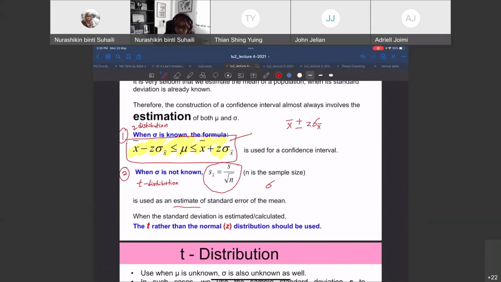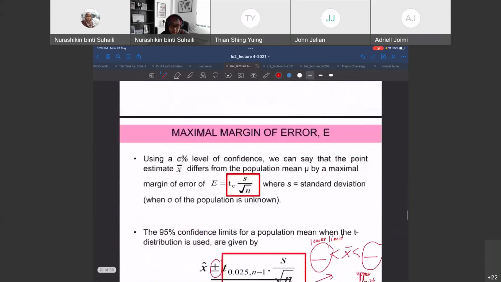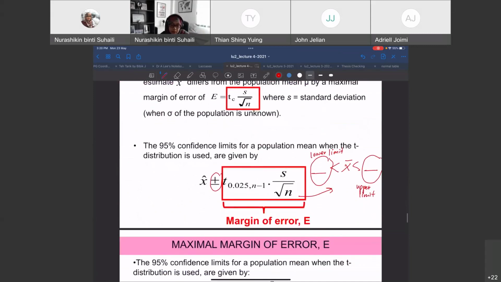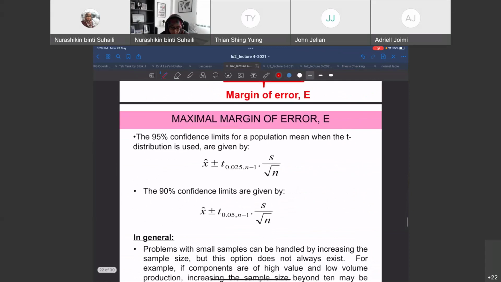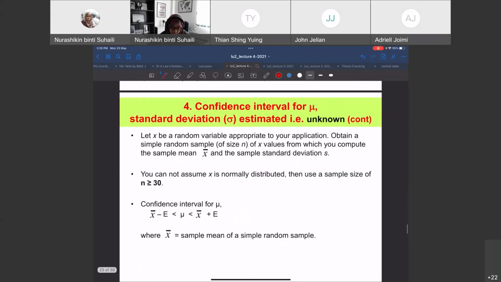So it's either plus or minus, and this refers to the lower limit and upper limit. It's actually the same, but this one is for the T just now. And this is what we call the margin of error, or the range, actually. So the most important part is how to use that formula, how to use that expression.